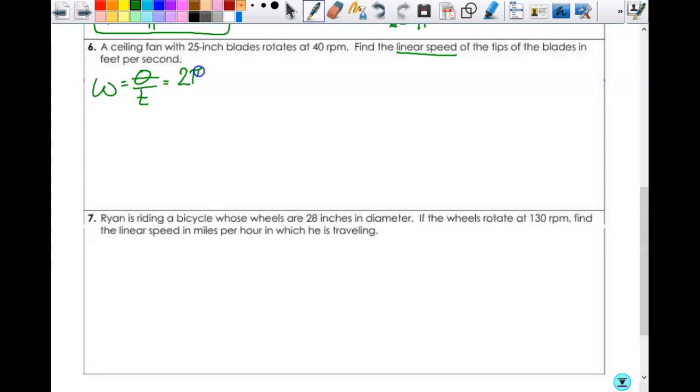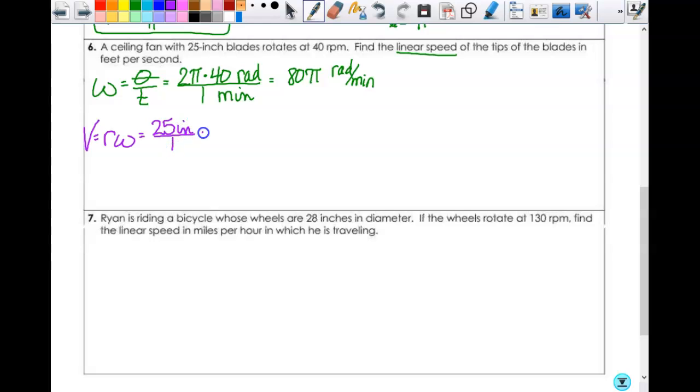Theta is 2 pi times what number here? 40, okay? And since it's RPM, that means revolutions per minute, right? So this is going to be radians over 1 minute. So then this gives me 80 pi radians per minute. So then I move on to this. This is r omega. What's the radius? 25. So this is 25 inches over 1 times 80 pi radians for every 1 minute.